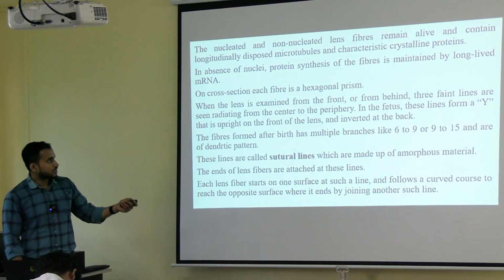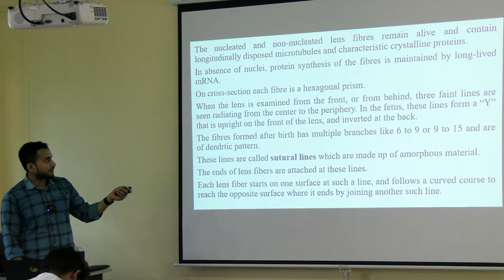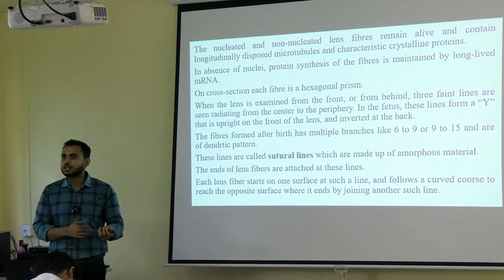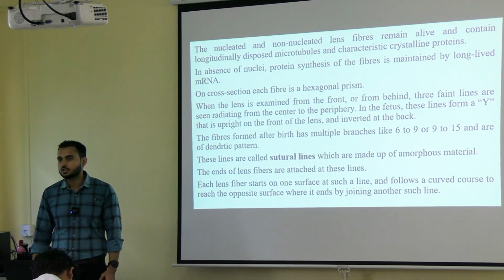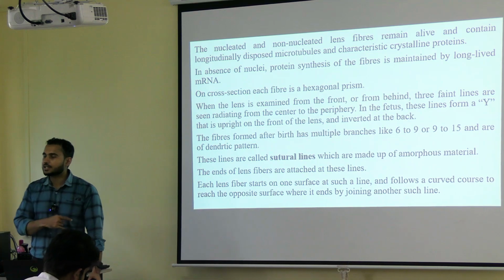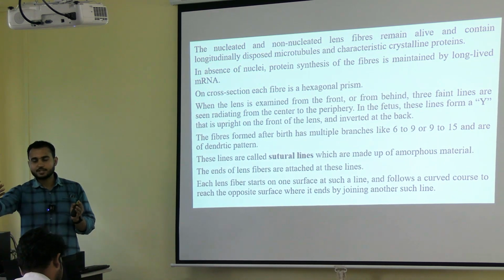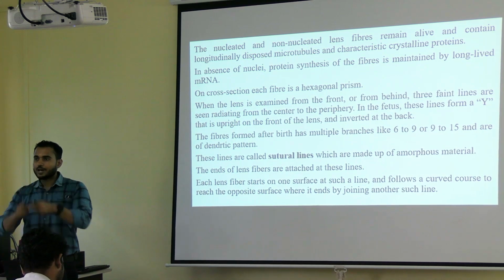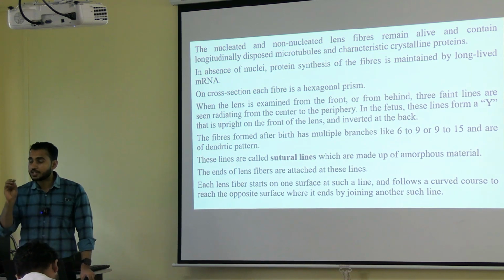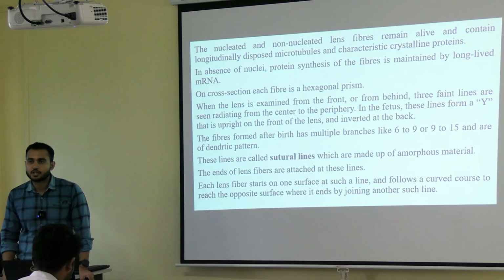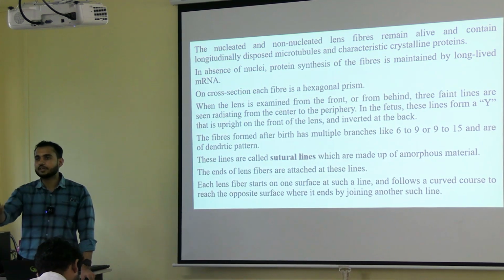Okay? Now these sutural lines form a Y-shaped structure when you look from the anterior aspect, and the same sutural lines appear as an inverted Y when we look from the posterior aspect. I have told you that the lens has an anterior pole and a posterior pole. So if we see from the anterior pole, a Y-shaped structure will be seen. These are sutural lines, especially for intrauterine life, for the fetus. Same thing if we see from the posterior aspect, it will be an inverted Y.